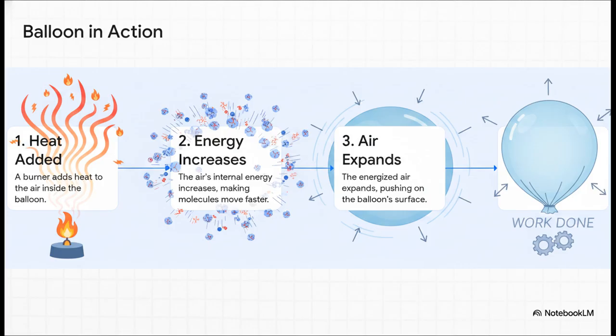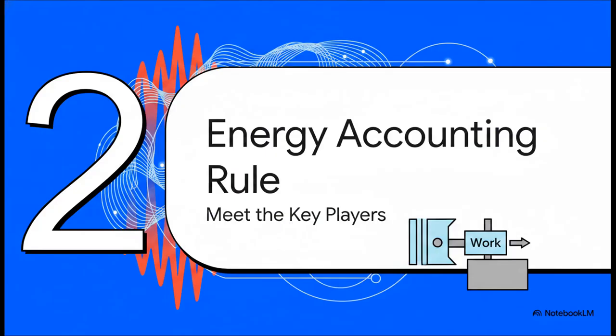Now, all those energized, bouncing molecules need more room, so the air expands and pushes against the inside of the balloon. That physical push, that expansion, that's what we call work. So you see, heat goes in, energy goes up, work comes out. So that one example just gave us our 3 main characters in this story: heat, internal energy, and work. Let's get to know them a little better and learn the language physicists use to talk about them. This is the foundation for everything else, so this is important stuff.